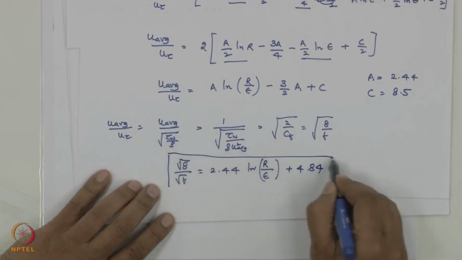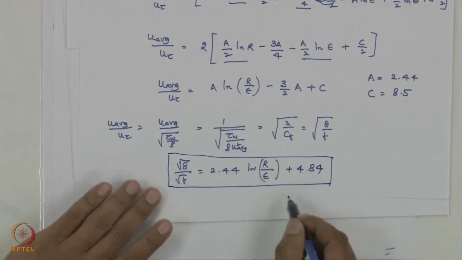So in this module I have gotten this far. I will have to convert this into log and convert this in terms of Reynolds number and epsilon. I will do that in the next module. So much for this module. Thank you.